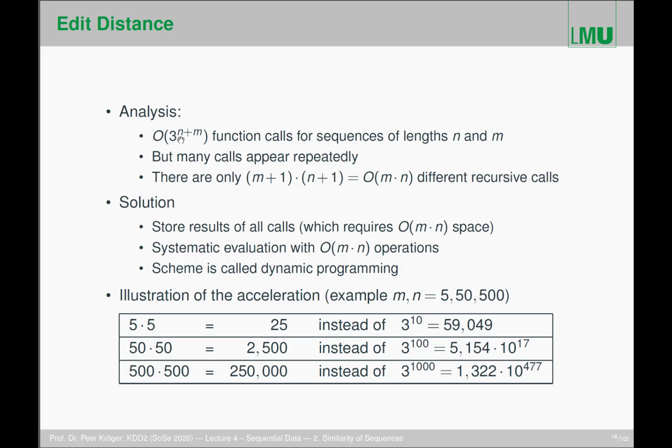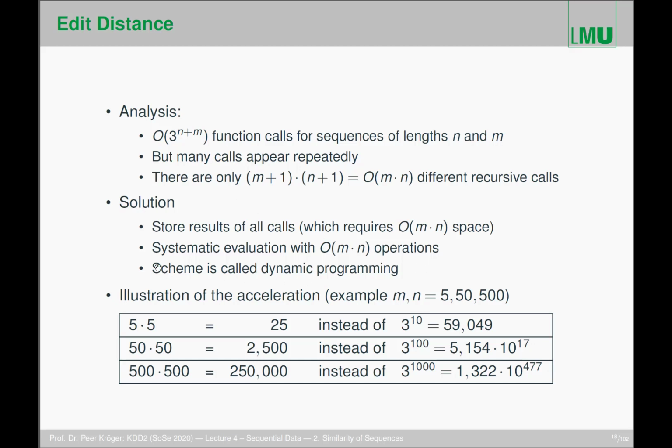Yeah, so from those calls here in this naive solution in this tree, only those many calls are really different. And the question is, can we not just do the necessary calls and somehow store the results so that we just have to look it up? Yeah, and that is actually a solution to do it much more efficiently than 3 to the power of n plus m. So we store the results of all calls, requiring, of course, in the worst case, m times n space. But then if we can somehow systematically evaluate all those m times n calls, m times n results, then we have a time complexity of m times n instead of 3 to the power of n plus m.